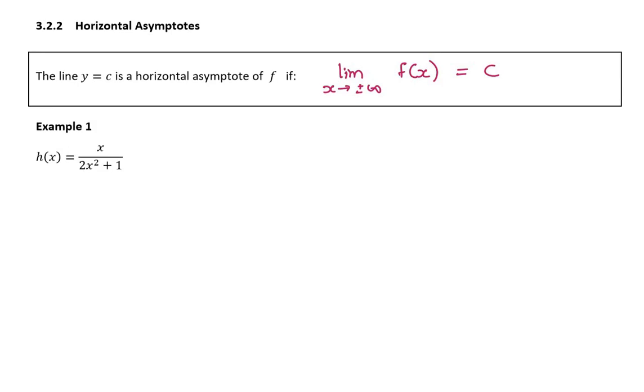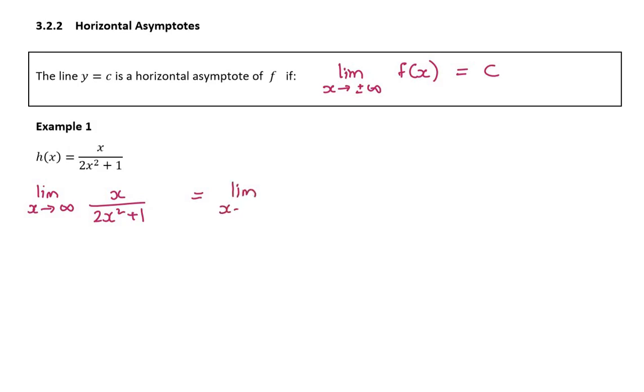So let me show you what we mean here. In example 1, I've got h of x equals x over 2x squared plus 1. If you can find the limit as x tends to positive or minus infinity, it doesn't really matter which one, of x over 2x squared plus 1, if we can work this out and get a number, it means that as x tends to infinity, this graph will be tending towards that number, which means it tends towards that line. Now, not all graphs have a horizontal asymptote, so once we've done some examples, we're going to see when they will exist.